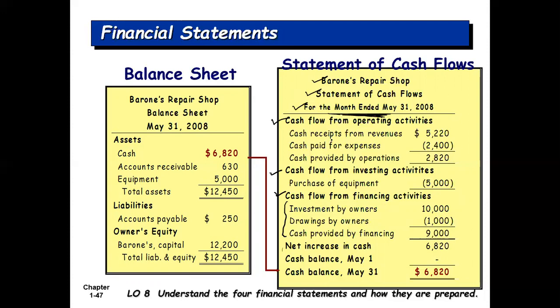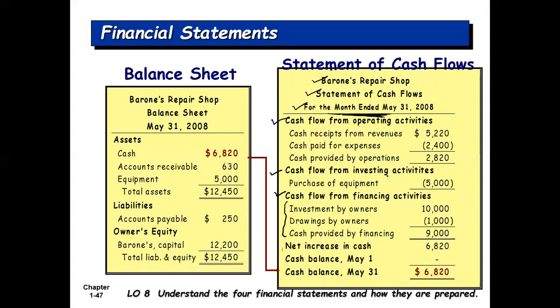So first of all, we have cash receipts from revenues, then the cash that we pay to expenses. These are day-to-day operations that businesses encounter. So you can see the difference between these two is $2,820. And this is cash provided by operations. If this amount is negative, we will say cash used by operations. But since this is positive, we will say cash provided by operations.